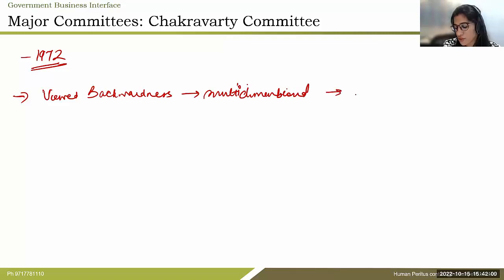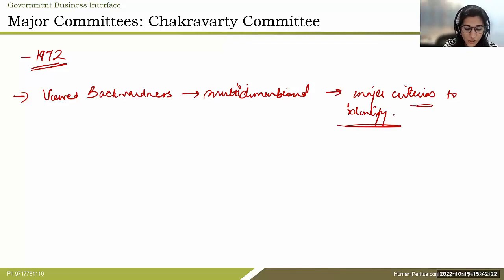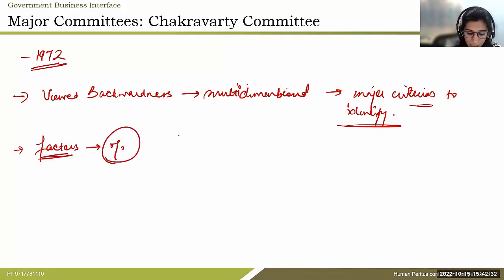And it suggested major criteria also to identify. जैसे पांडे कमेटी ने दिया था, ऐसे ही चक्रवर्ती कमेटी जो है, it gave major criteria to identify. For example, the committee said that there are various factors, or you should consider these factors in terms of percentage, so that you can decide upon what kind of regional imbalances are there, and how then you would be able to eliminate those imbalances. All right. So what were these factors?